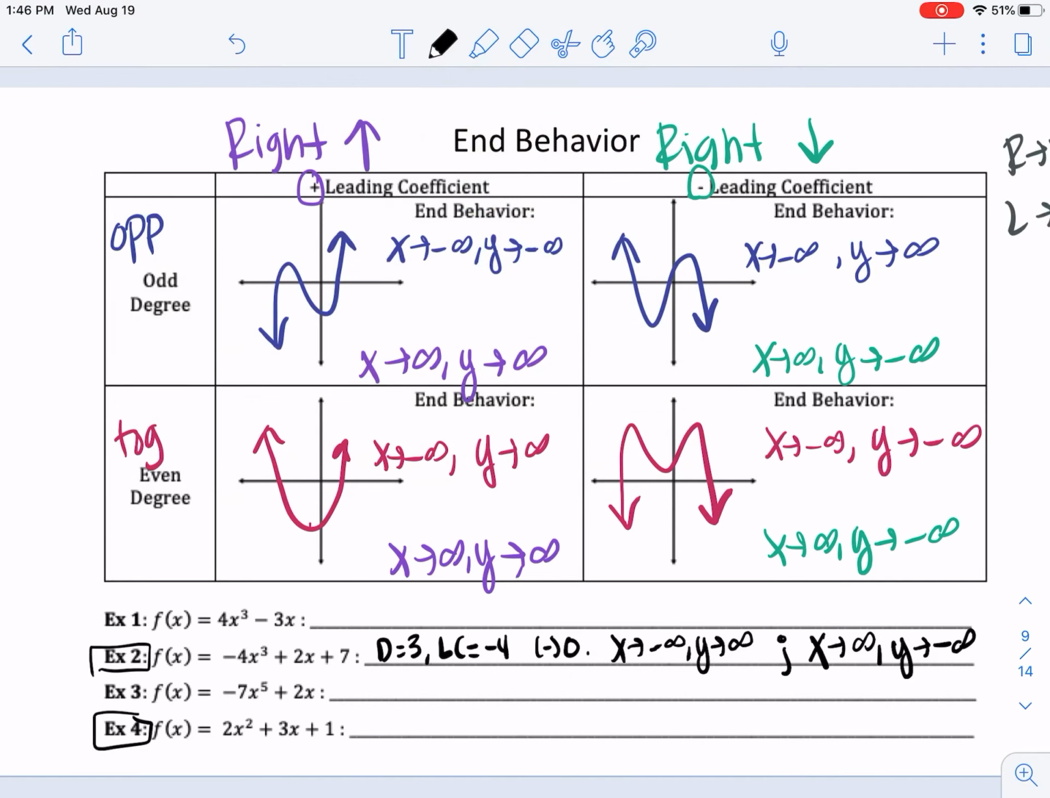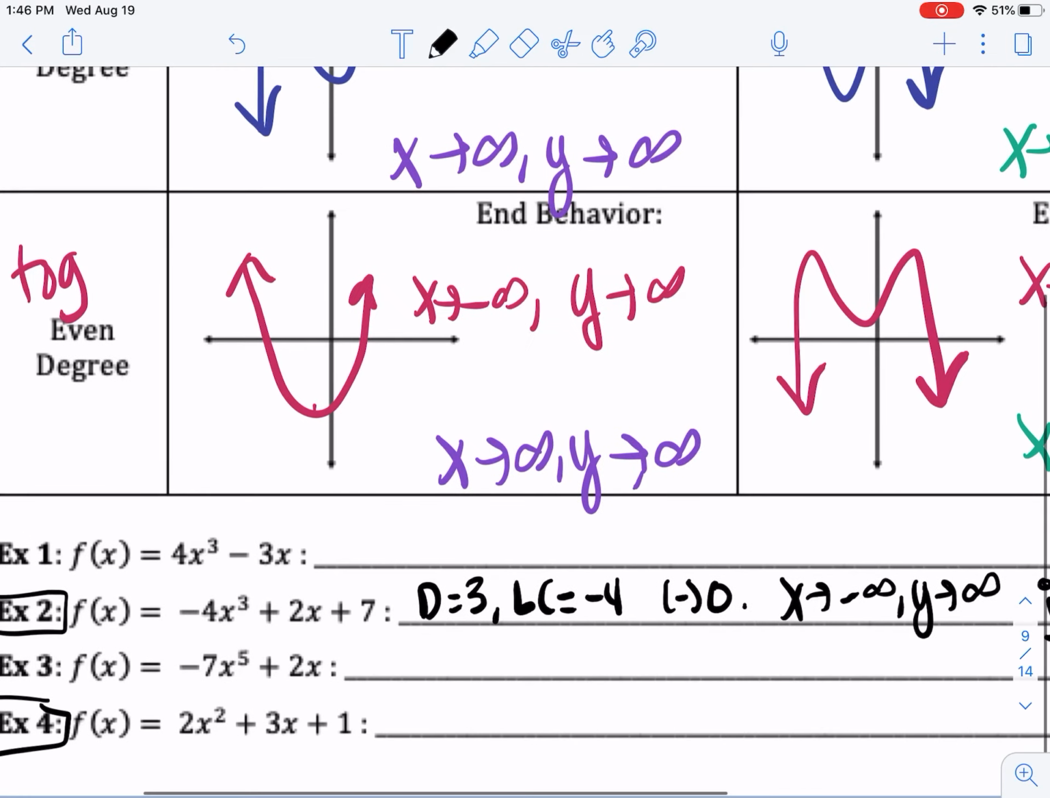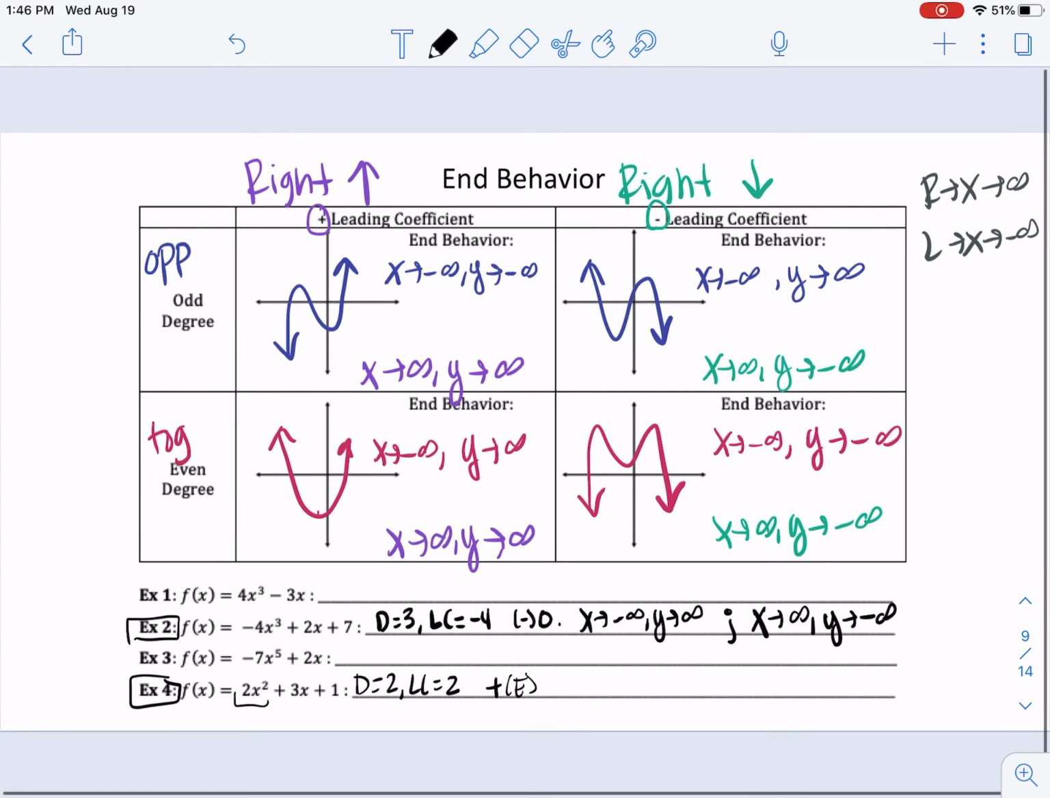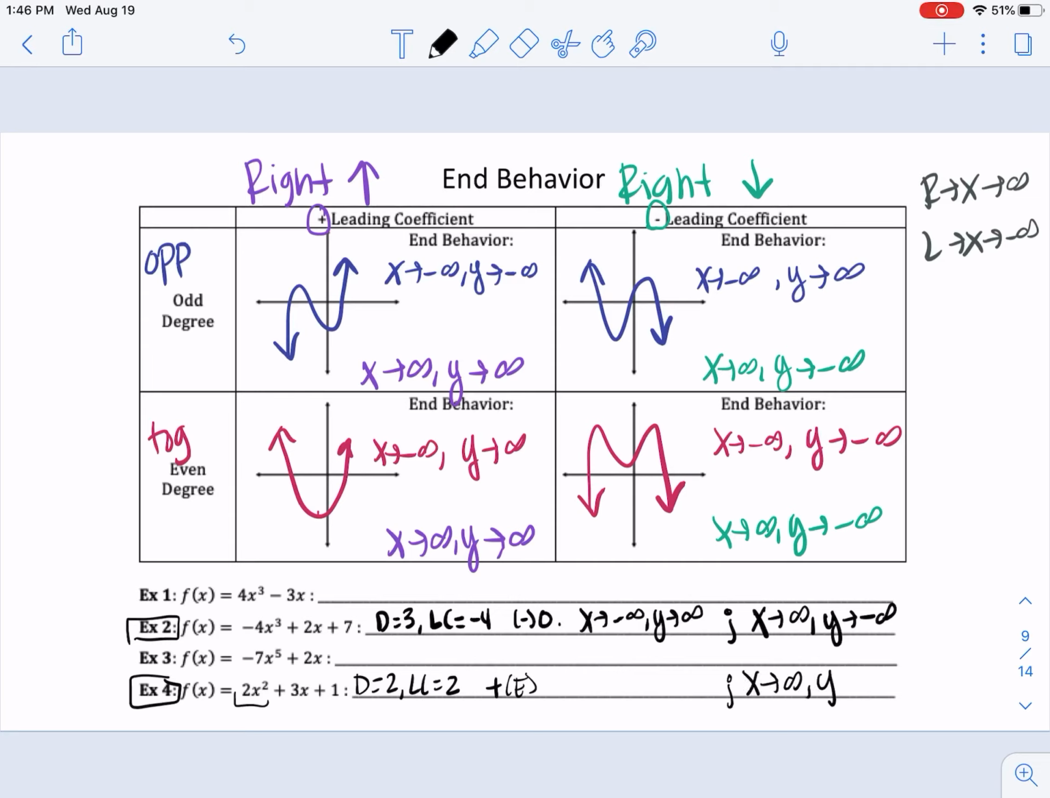We'll do one last one here. So here we're going to look at this term. My degree is equal to 2. My leading coefficient is equal to 2, so that means I have a positive even. So once again, I'm going to start with the right-hand side. Because it is a positive, I know that my y is going up. Because it's even, I know my left-hand side is doing the same thing.